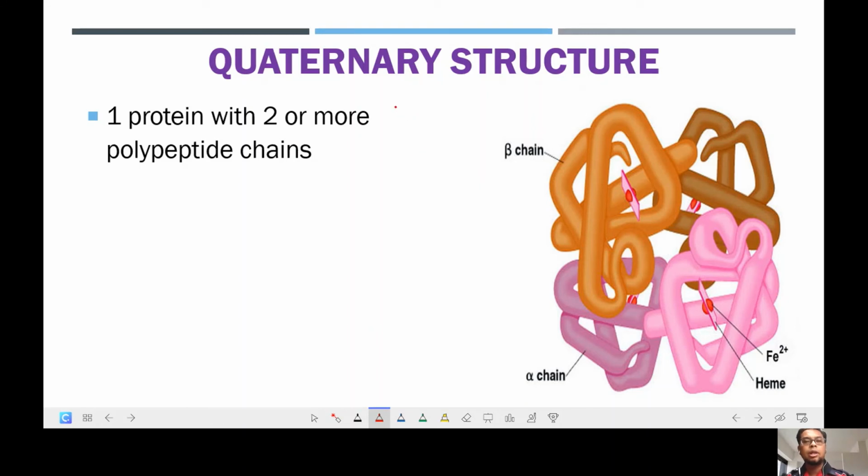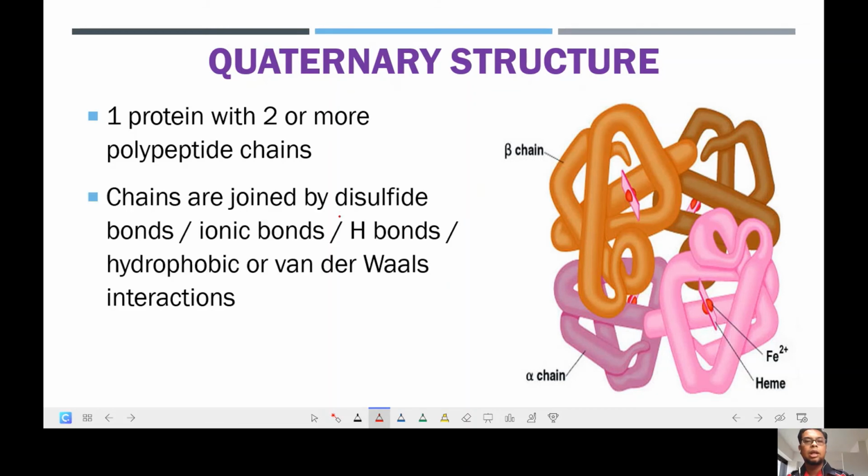Sometimes, a protein can show the quaternary structure. In this particular case, one particular protein molecule might have two or more polypeptide chains. All the chains might be joined together by certain bonds such as disulfide bonds, ionic bonds, hydrogen bonds, or even the hydrophobic or van der Waals interactions.